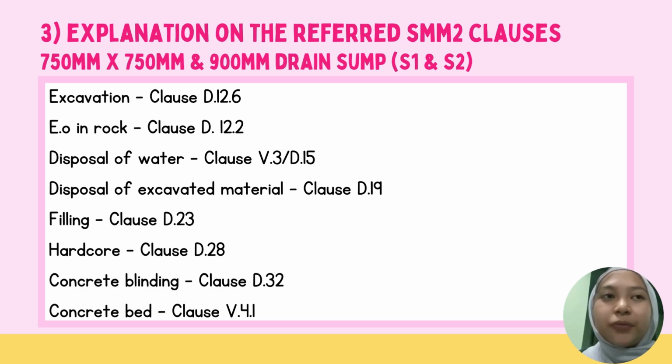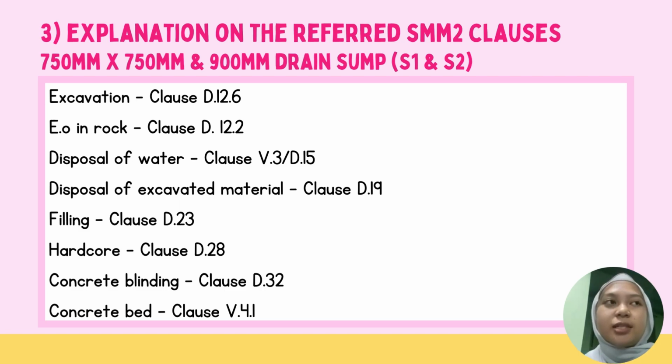In clause D12.2, alternatively, rock may be given as extra over each of the various types of excavations. So here we allow 10% for extra over excavation in rock. The next item that we measure is disposal of water, which we refer to clause V.3.